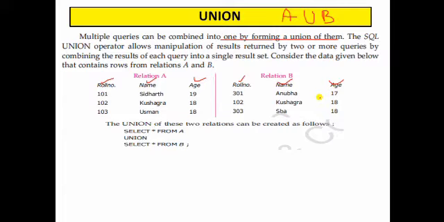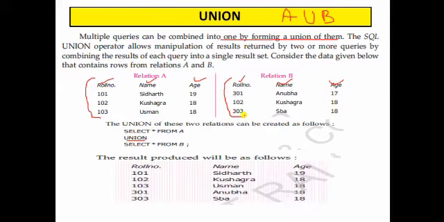Select star from A, select star from B, and in between you have written union. What has happened to the result? If you write select star from A, the query result will be this. If you write select star from B, the query result is this only. So when you write union between them, what is happening? This is coming from table A, this is coming from table A, this is coming from table A, this is coming from table B, this is coming from table B.